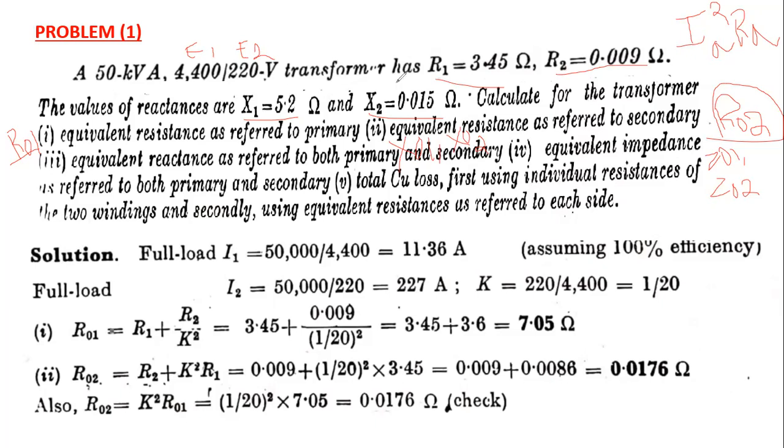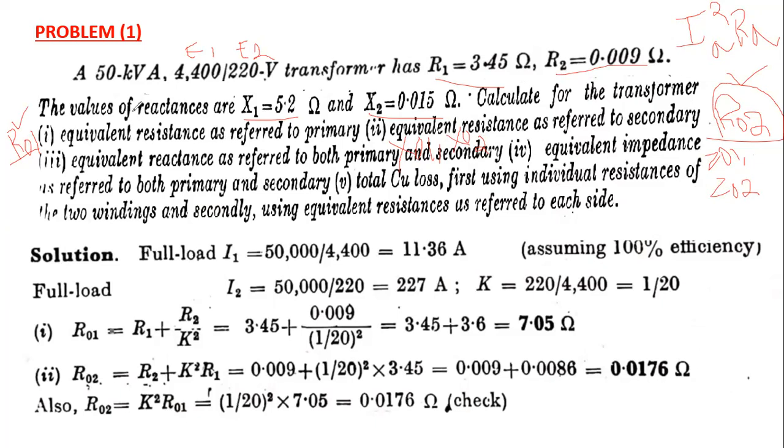These are the total five bits. First we determine R01, second R02, third X01 and X02, fourth Z01 and Z02, and fifth the copper losses, that is I² R. The following terms are to be determined using the given data.